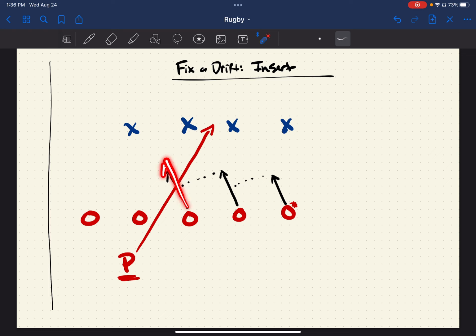Either they cover a heavy running across their face, or they get a mismatch on a wing or a back coming across. Again, we're trying to generate 2v1s. The best way to generate 2v1s is to run across the face of your own drift.